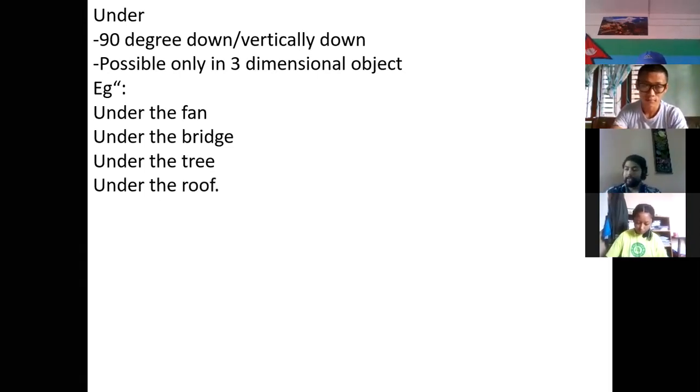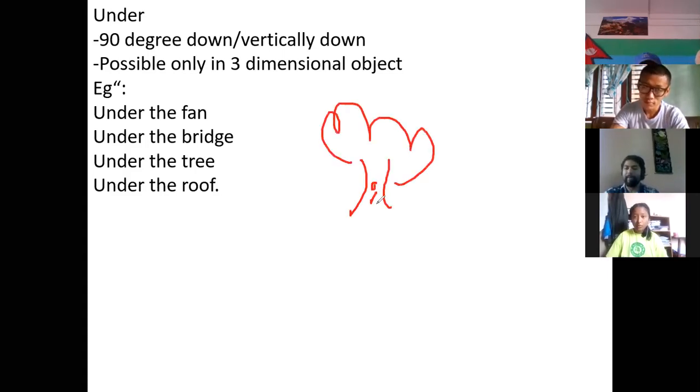Under the tree, under the roof. Or tree को पनि त हामी whenever we're sitting under the tree, we always take this part. We rest our back against this, हैन? So this is under, 90 degree.